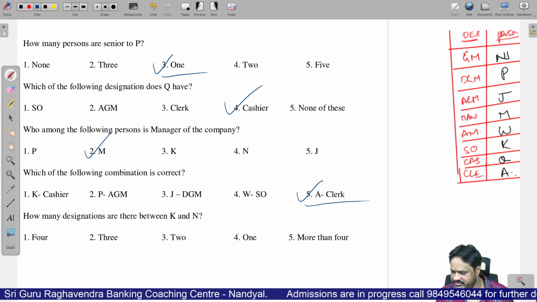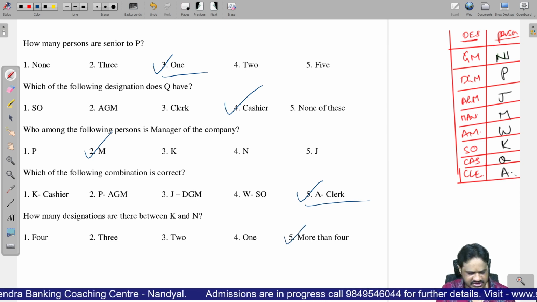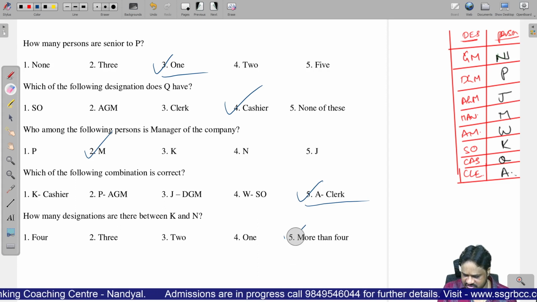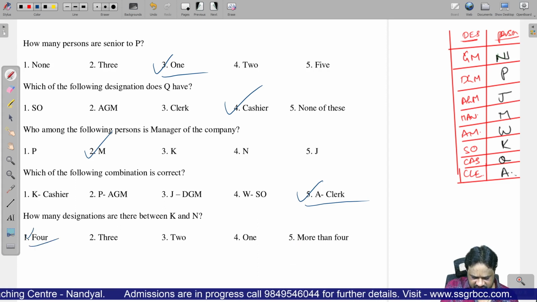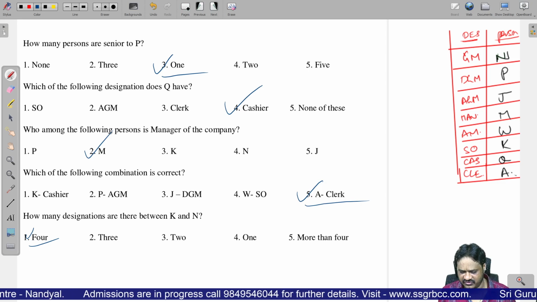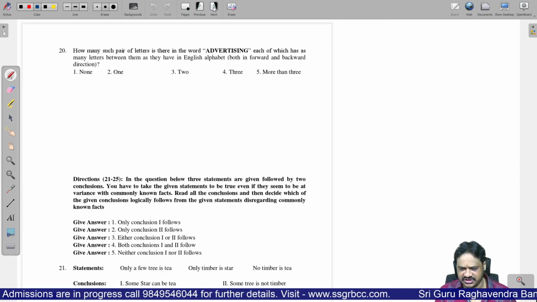How many are there between K and N? Between K and N, there are 4 designations. There are exactly 4. So this is wrong. Exactly 4 are there. First one is correct. Let us see the next question, 20th.